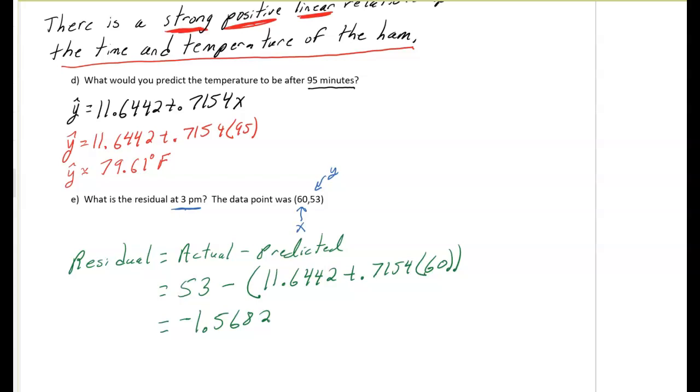This video's intent was to summarize Unit 7. We also reviewed Unit 6 in typing in the data in the graphing calculator, and we reviewed interpreting slope and the y-intercept.